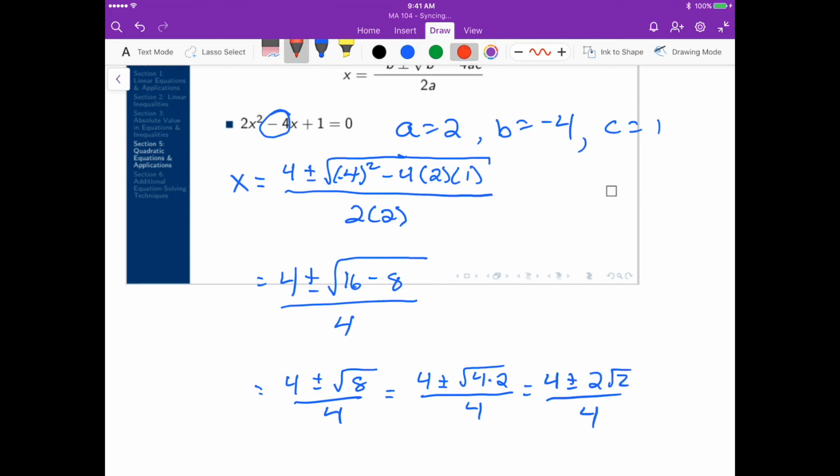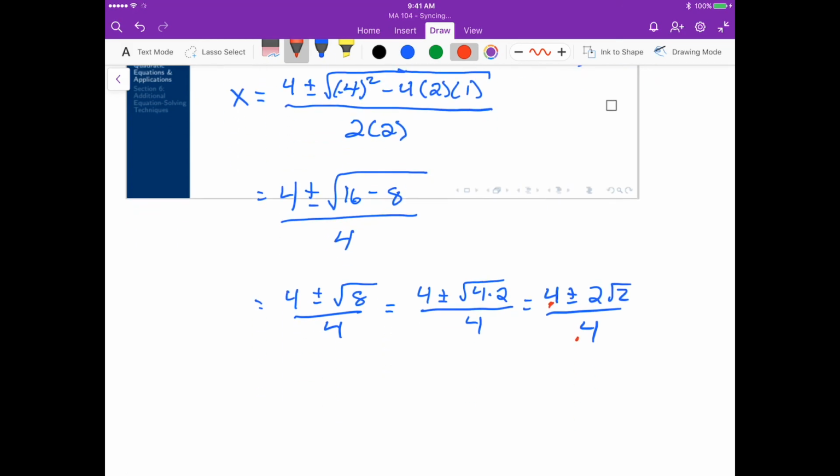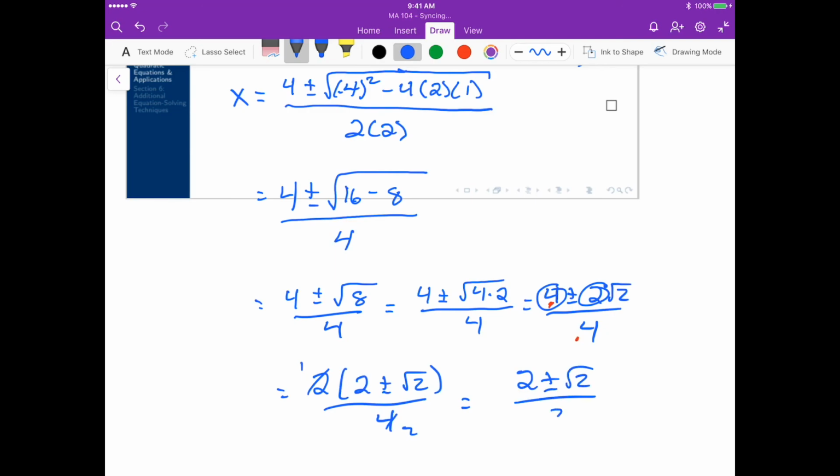And a really common thing people do is they want to cancel these 4s. We can't really cancel until we factor. So the first thing we're going to have to do is say what can be pulled out of the numerator. Well, the greatest common factor is just a 2. So 2 times 2 plus or minus root 2 over 4. Now I can reduce this and get 2 plus or minus root 2 all over 2. That'll be my final answer.